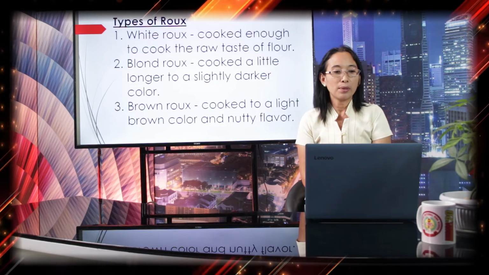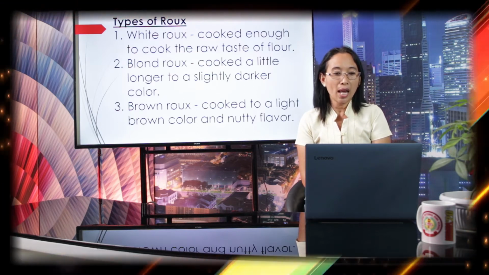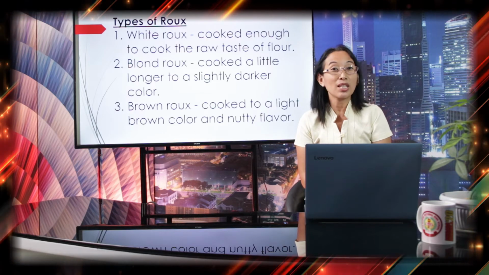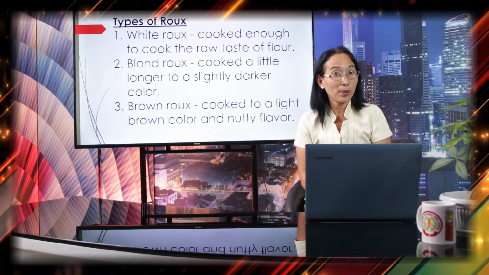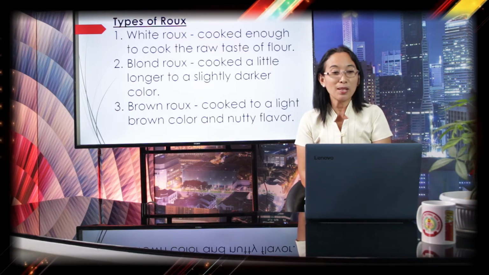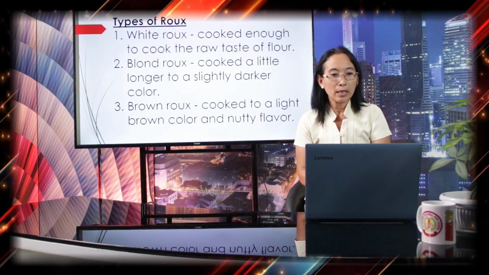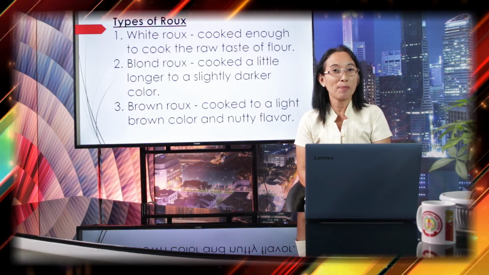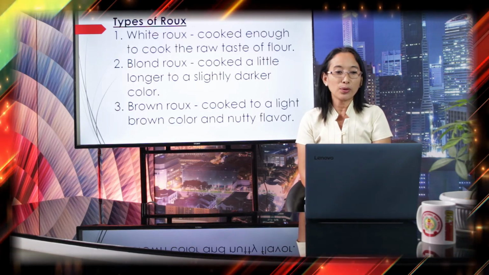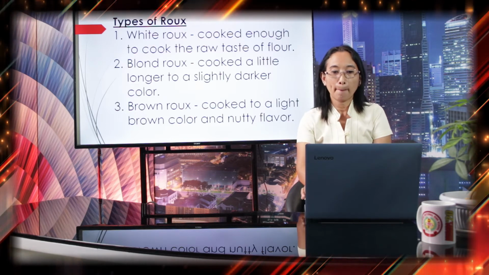Number 3, the brown roux. Cook to a lightly brown color and nutty flavor. These three types of roux use the same ingredients and same process of cooking, but they differ in the cooking time. Kung napansin ninyo, increasing ang cooking time sa paggawa ng roux. The white roux is for bechamel sauce, the blonde roux is for veloute, and the brown roux is for the Espanol or tinatawag natin na brown sauce.